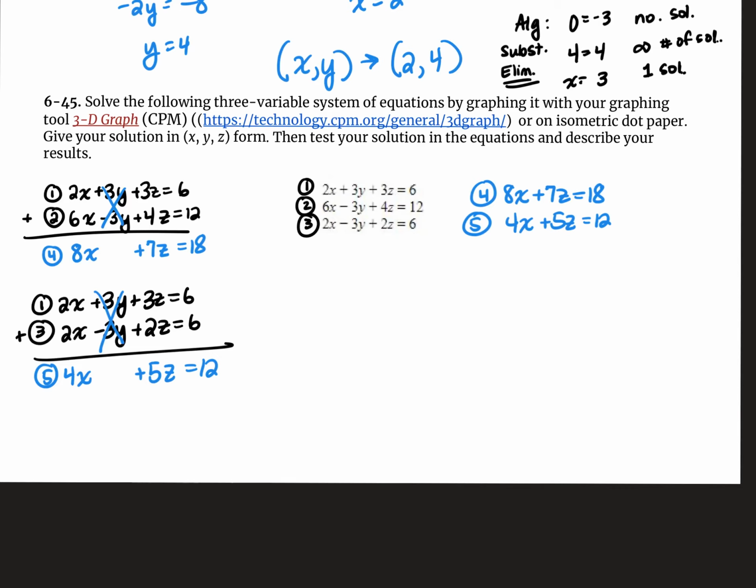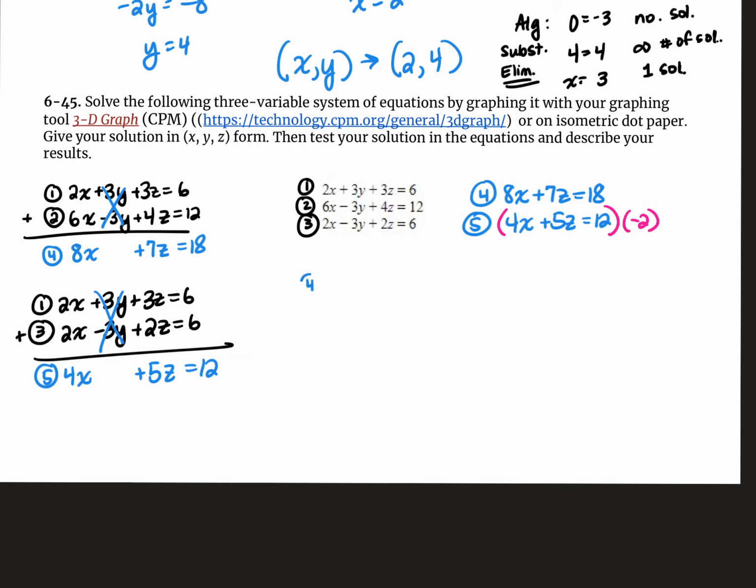Again, I like elimination mostly because most of the time I can avoid using fractions like I would if I were going to do a substitution. The key here is, though, I don't have the same coefficient in front of any of my variables, right? I've got 7 and 5 in front of z, and I've got 8 and 4 in front of x. But what's nice is if I multiply 4 by -2, I'm going to get -8, and then I can add those together. So that's what I'm going to do. I'm going to multiply the second equation by -2. Now, don't forget to multiply everything in that equation by -2.